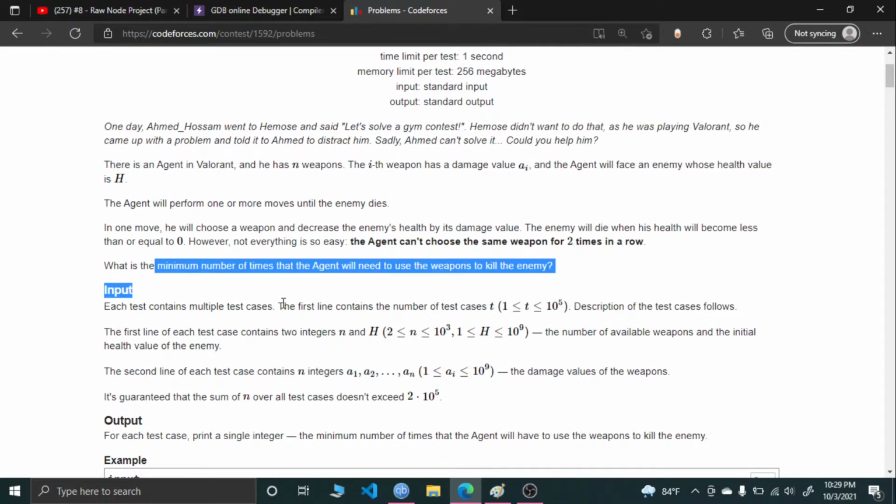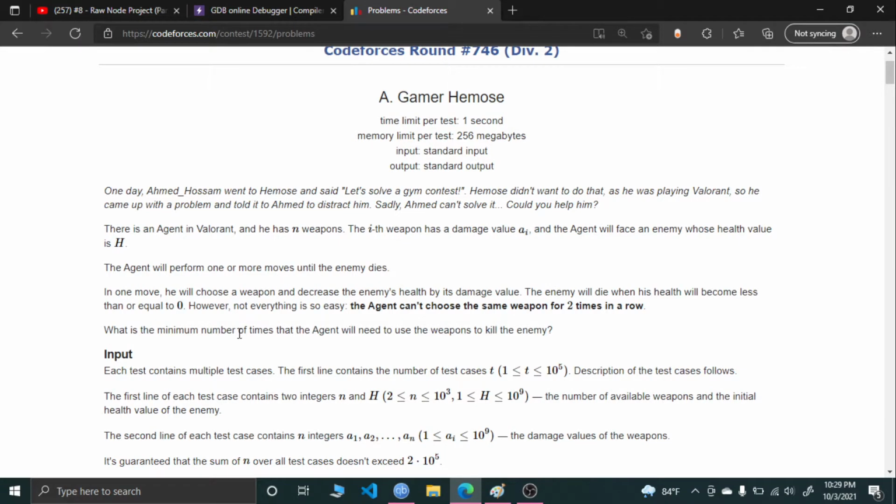Now the question is, that's the task that you will do in each and every move. So in one move you could decrease the enemy's health by the damage value of any of the weapons that you choose, and finally what you have to do is find the minimum number of times that you will trigger the weapon such that you kill the enemy completely, which means the value of capital H would be less than or equal to 0.